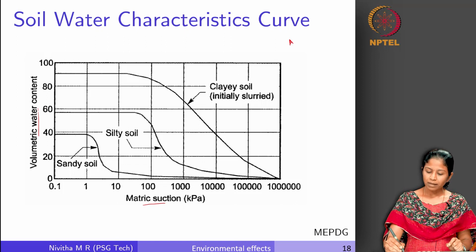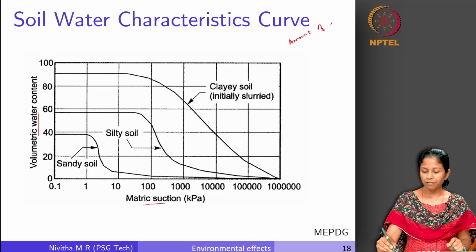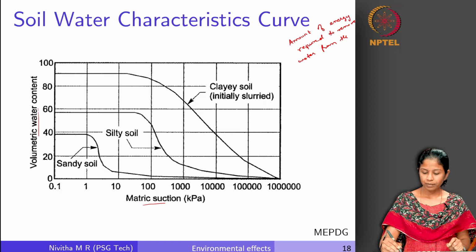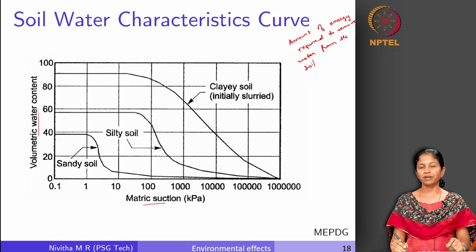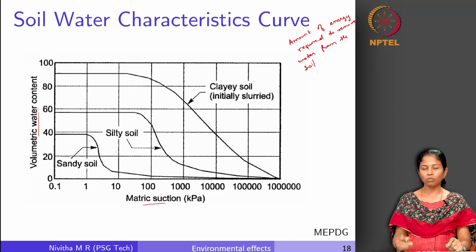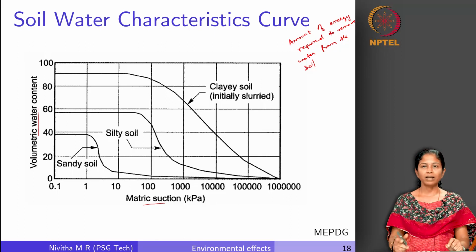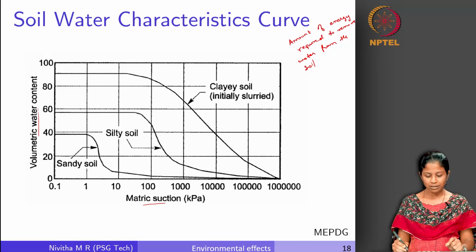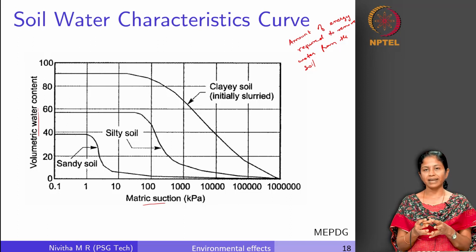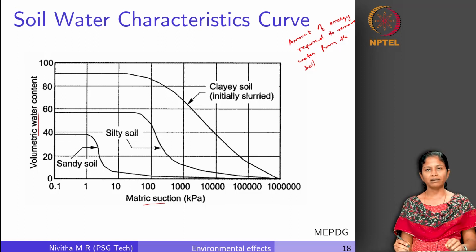One is the amount of energy required to remove water from the soil. This is one kind of interpretation. How much energy is required to remove water which is present in a soil system, right? And the other interpretation is, in the soil in a dry state, how much force it exerts to attract water, how much pressure it exerts to attract water from a nearby location. So, these are 2 other interpretations which could be given for this soil water characteristic curve also.